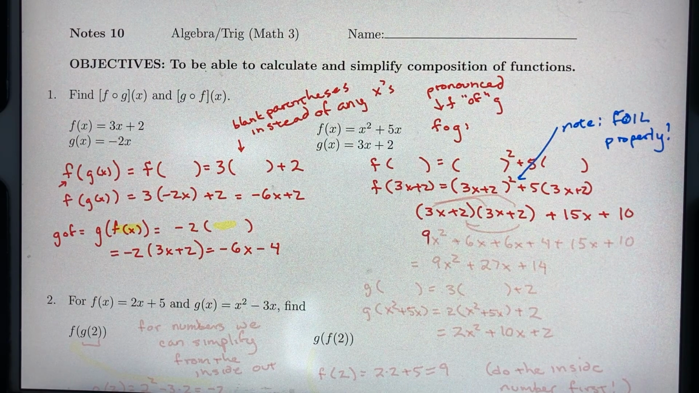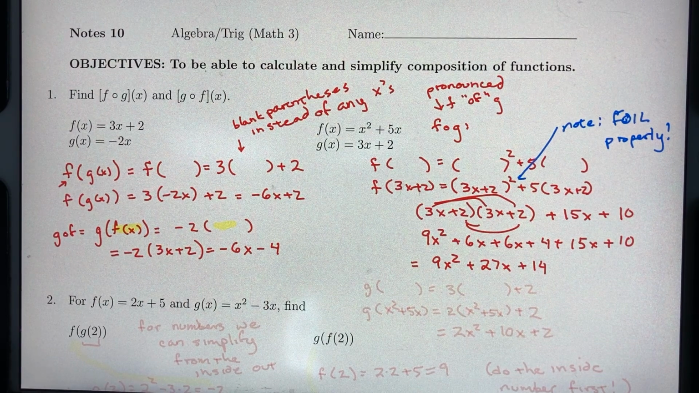Let's see. 9x squared is the front. Outer is 3x times 2, so 6x, and then another 6x. Then last is 4. Then we combine like terms. So we have a grand total of 9x squared plus, let's see, 12 and 15 is 27 x's. And then 4 and 10 is 14.